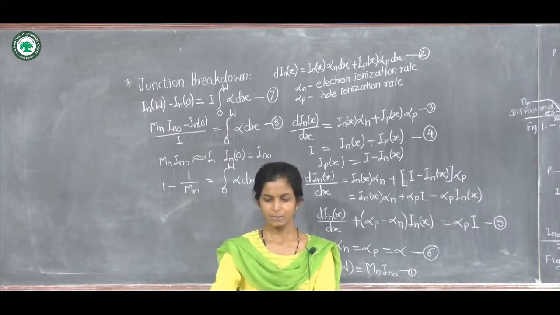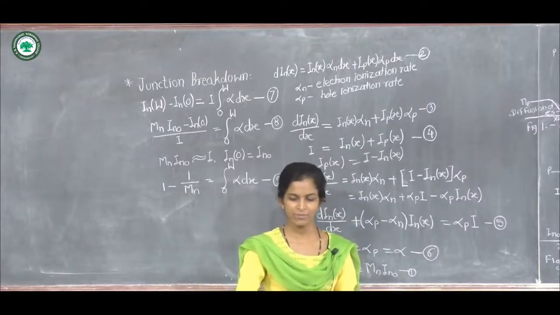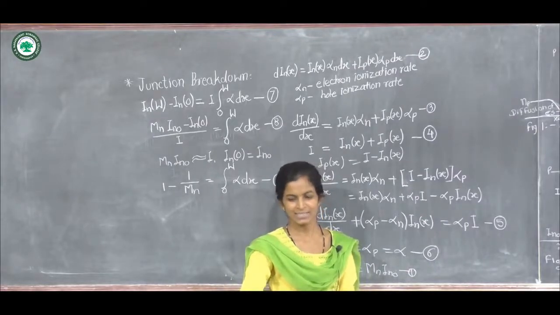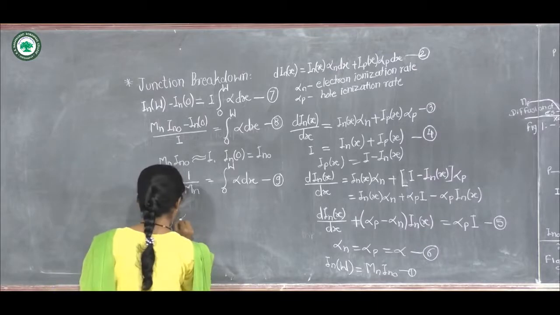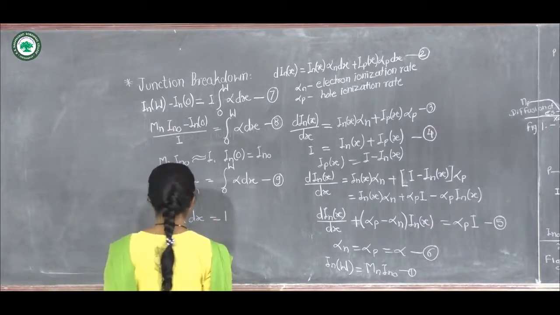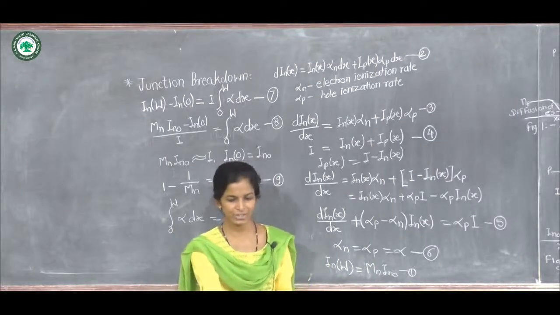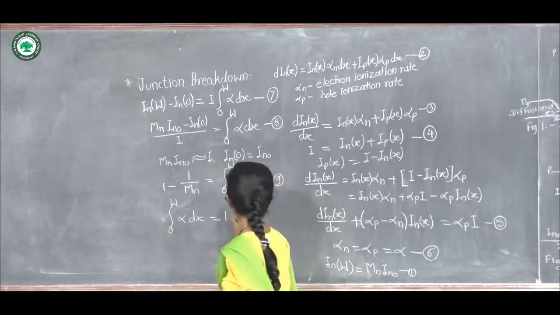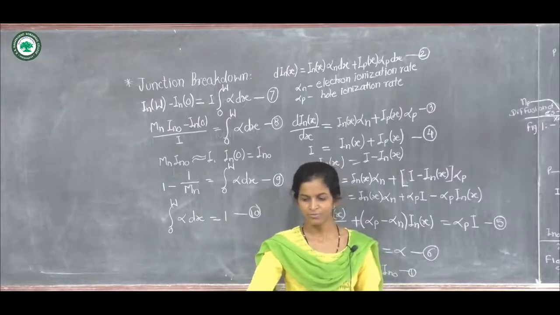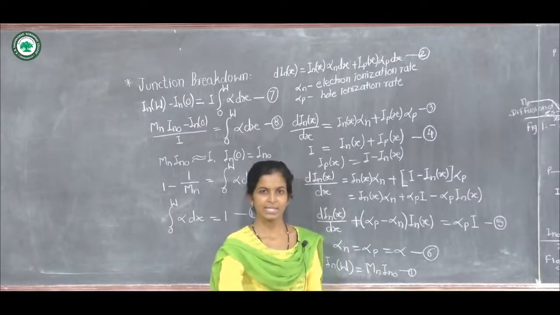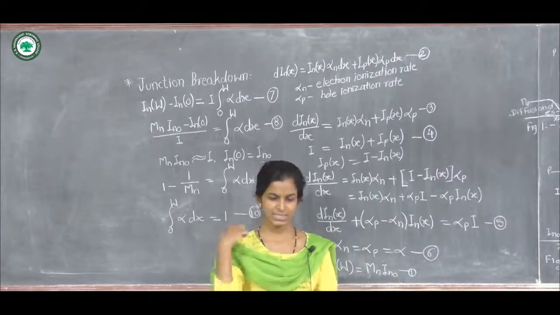The avalanche breakdown voltage is defined to be the voltage at which Mn approaches infinity. The avalanche breakdown condition is then given by integration from 0 to W alpha dx is equal to 1. That is, when Mn approaches infinity, we get this condition, and this is equation number 10. The ionization rates are strong functions of electric field, and since the electric field is not constant through the space charge region, equation 10 is not easy to evaluate.